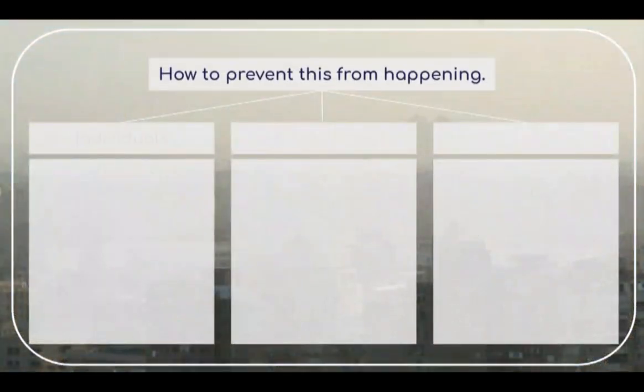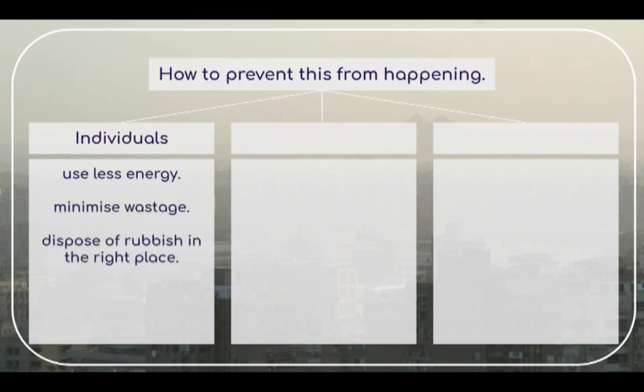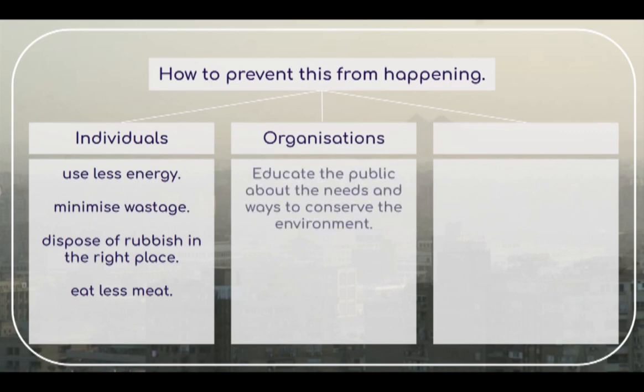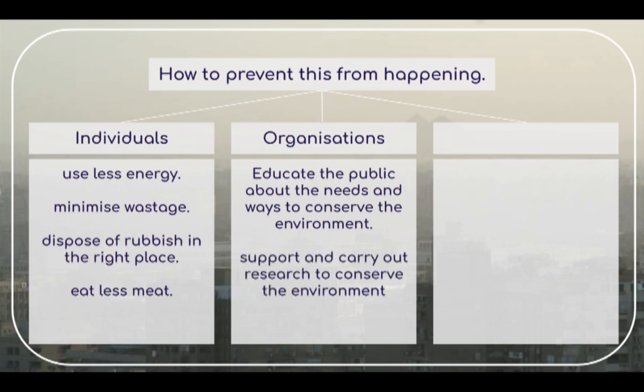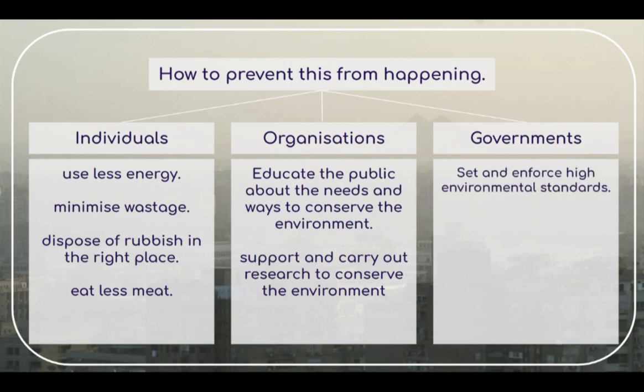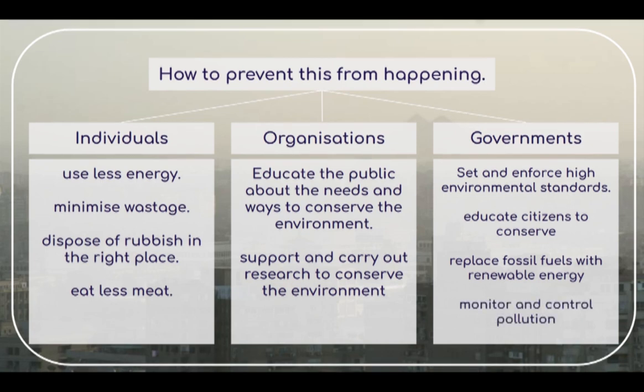To prevent this from happening, individuals could use less energy, minimize wastage, dispose of rubbish in the right place, and eat less meat. Meanwhile, organizations can educate the public about the need and ways to conserve the environment and support and carry out research to conserve the environment. The government can help by setting and enforcing high environmental standards, educating citizens to conserve the environment, replacing the use of fossil fuels with renewable sources of energy, and monitoring and controlling pollution.